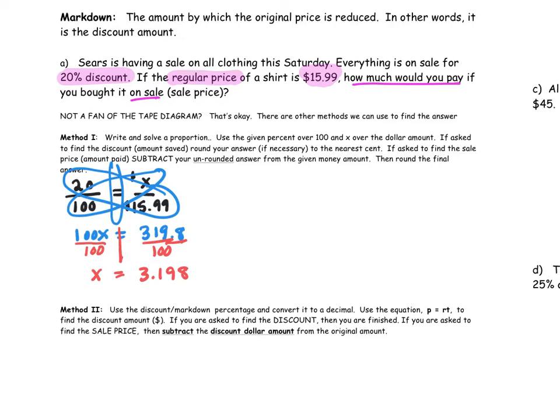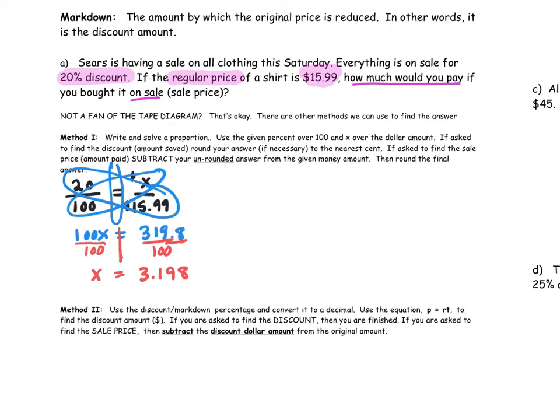is $3.20, because this 8 tells this 9 to go up. However, if they ask for the sale price, I cannot round until the final step. We always save rounding as the last step.